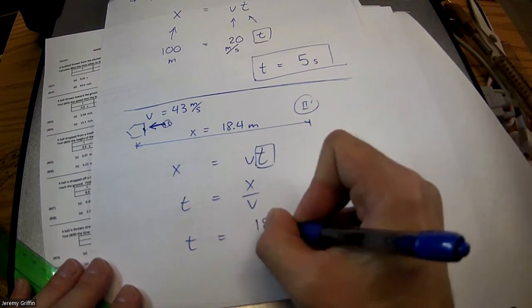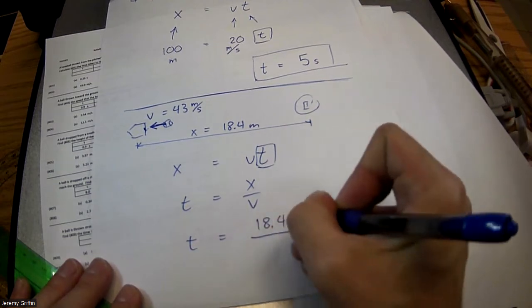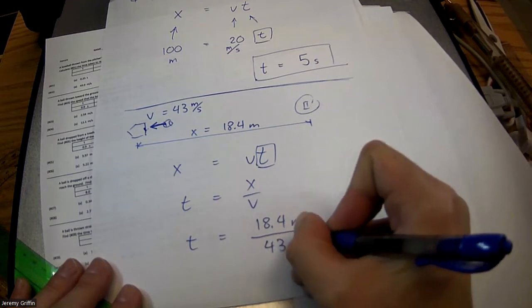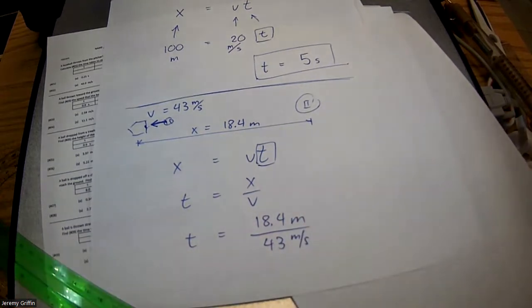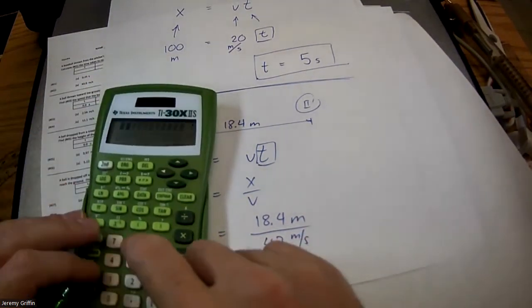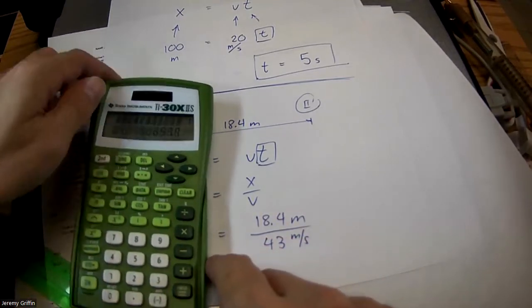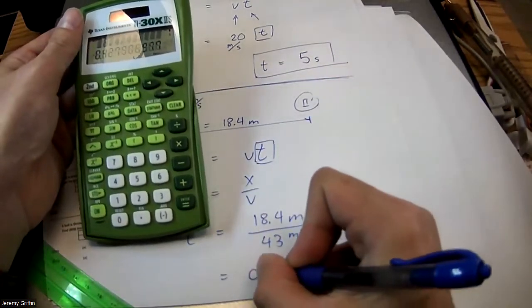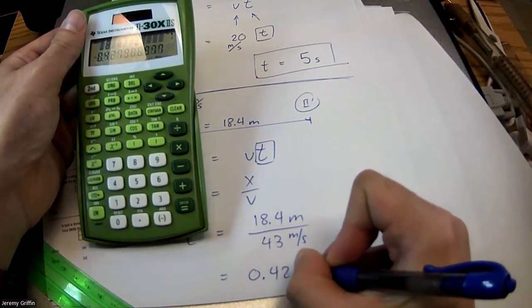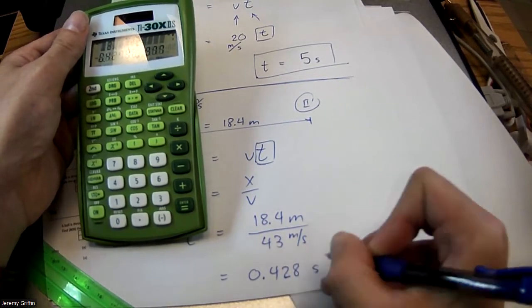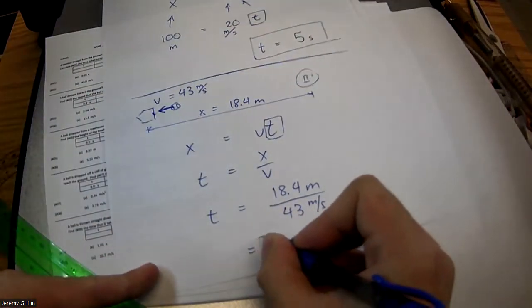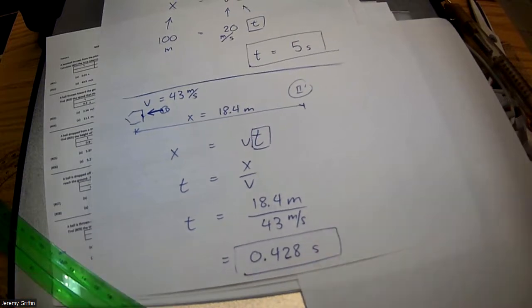And so it goes 18.4 meters at 43 meters per second. 42. Sounds about right. 0.428 seconds. Something like that. A little less than half a second.